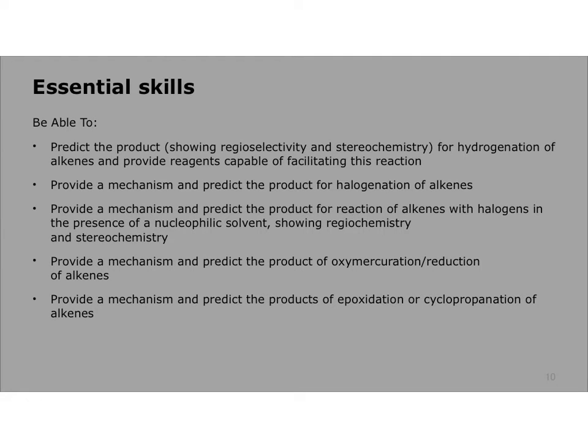So that concludes our material for Chapter 11. It also concludes everything for the semester. So here's the usual list of essential skills. In this chapter, this includes things like predicting the products for hydrogenation, the mechanism of halogenation of alkenes, the mechanism and the products for the reaction of alkenes with halogens in the presence of nucleophilic species, the mechanism of oxymercuration, demercuration, the mechanism of epoxidation and cyclopropanation.